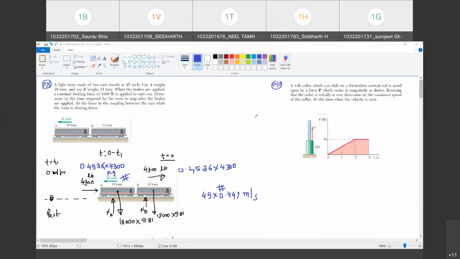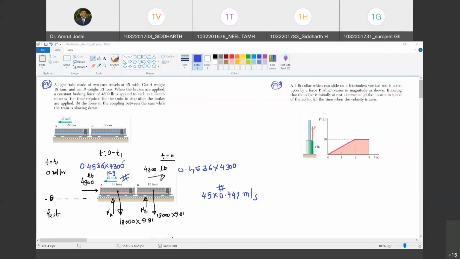Okay. A light train made of two cars travels at 45 miles per hour. Car A weighs 18 tons and car B weighs 13 tons. When the brakes are applied, a constant braking force of 4300 lb is applied to each car. Determine first the time required for the train to stop after the brakes are applied, and second, the force in the coupling between the cars while the train is slowing down.